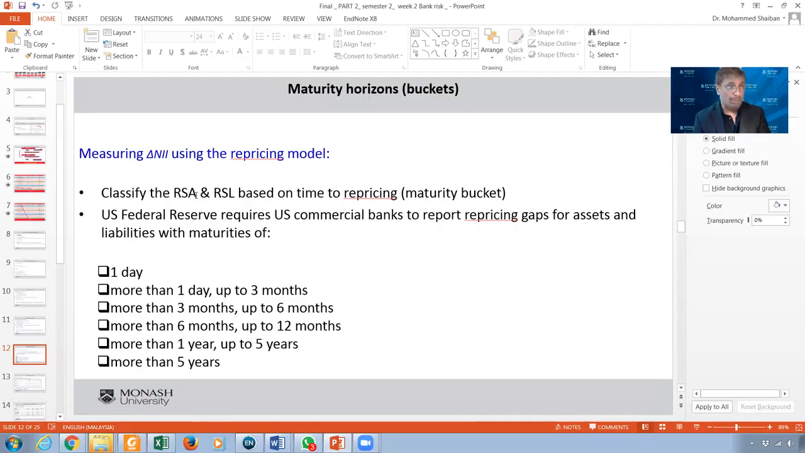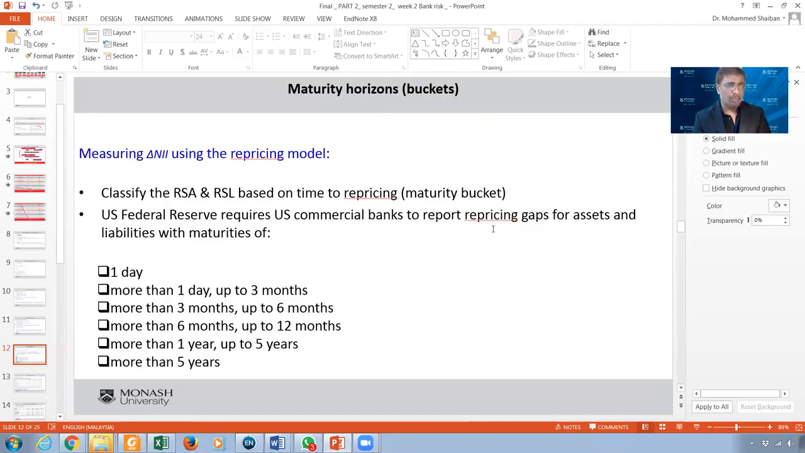Now, what they do in the banks, and this is what the US does, the US Federal Reserve requires US commercial banks to report repricing gaps. Same in Australia, and I think the same in this country. But I know in Australia they report it, and I will show you now. Because the regulation keeps going, the central bank keeps asking for so many different reports, especially for credit risk and all these issues. But the interest rate risk is one of the requirements.